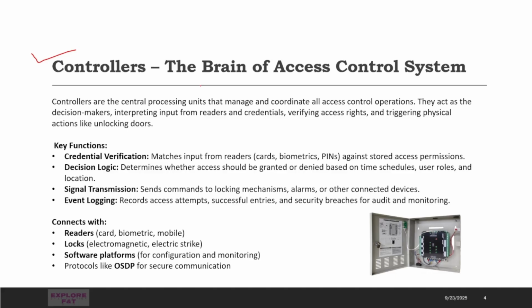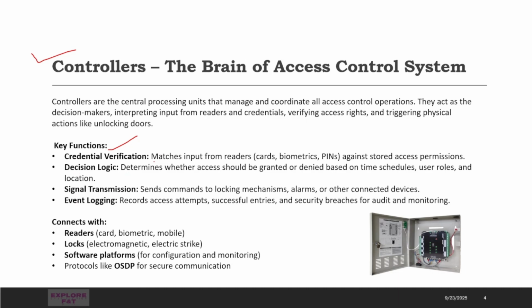Now we will understand what the controller is and what its function is. The controller is the brain of access control. It is the central processing unit that manages and coordinates all access control operations. It acts as a decision maker, interpreting input from readers and credentials, verifying access rights, and triggering physical actions like unlocking the doors. Correct. Now the next one is key functions.